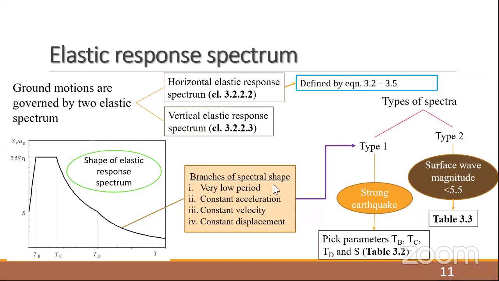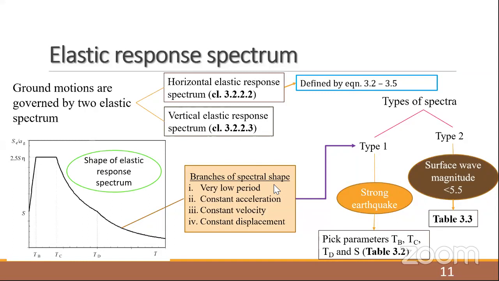Type one, in most cases, is a spectrum that you adopt when you're considering a very strong earthquake that has occurred. On the other side, type two is a spectrum that will peak when the earthquake is not strong. The code has provided a value of less than 5.5 magnitude, of course, on the Richter scale.